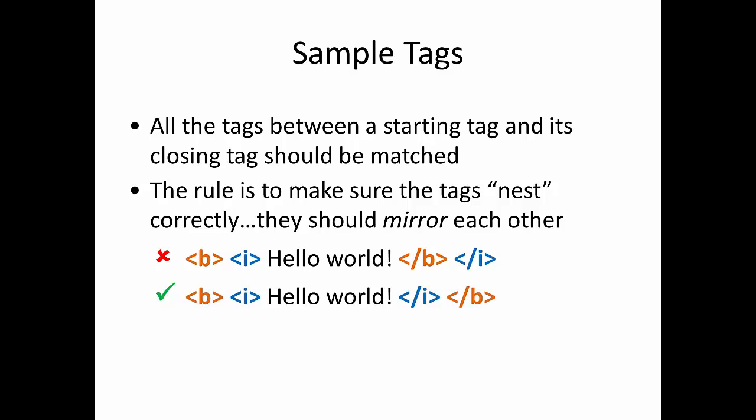For example, you start the bold tag, then you start the italic tag and write hello world as text, then you close bold and then you close italic. It didn't mirror properly. In the next line you start B, then you start I. Since I is the inner tag, you close I first, then you close B. That is the proper style. However, it's important to note that both of them produce the same result, but the recommended style is the second one.